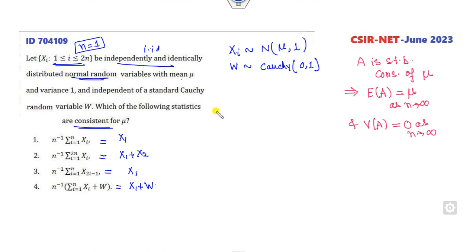Fine. Now you can find the expected value of the first part. Because they are IID, the expected value is mu, it's satisfied. This one is 2 mu, which is not equal to mu. So this option is cancelled out. This is also mu, this is also mu. Why? Because if you find the expected value of x1 and the expected value of w, it is mu plus the expected value of w.